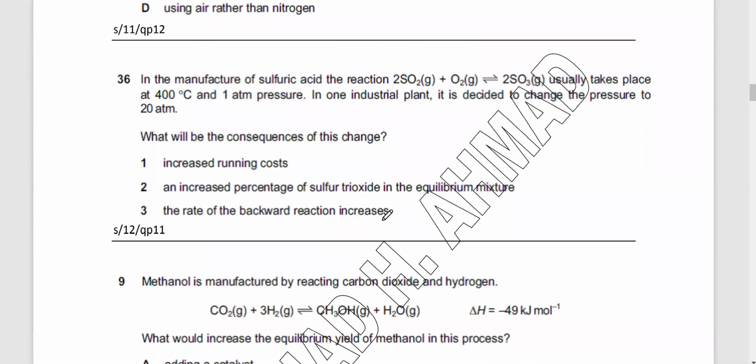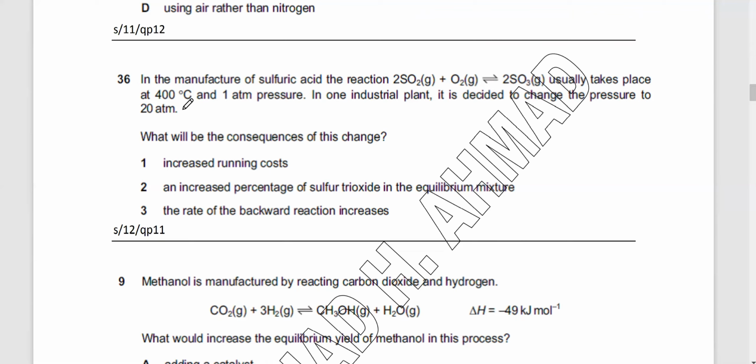Next one is in the manufacture of sulfuric acid. You have this. The reaction usually happens at 400 degrees centigrade and 1 atmosphere pressure, and it is decided to change the pressure to 20 atmospheres. So the industry is increasing the pressure from 1 atmosphere. I think it'll be two, because there's more pressure, so it favors the side with fewer moles of gas, and that is 2SO3. So there's going to be an increased percentage of sulfur trioxide, right?